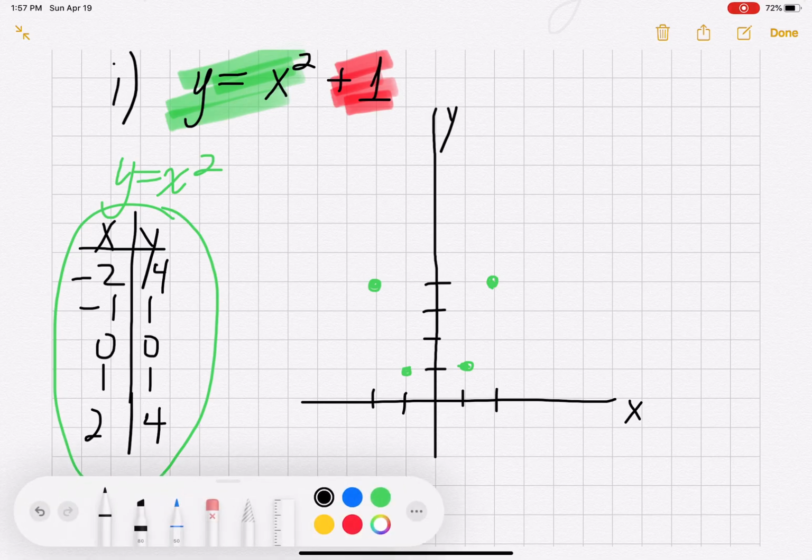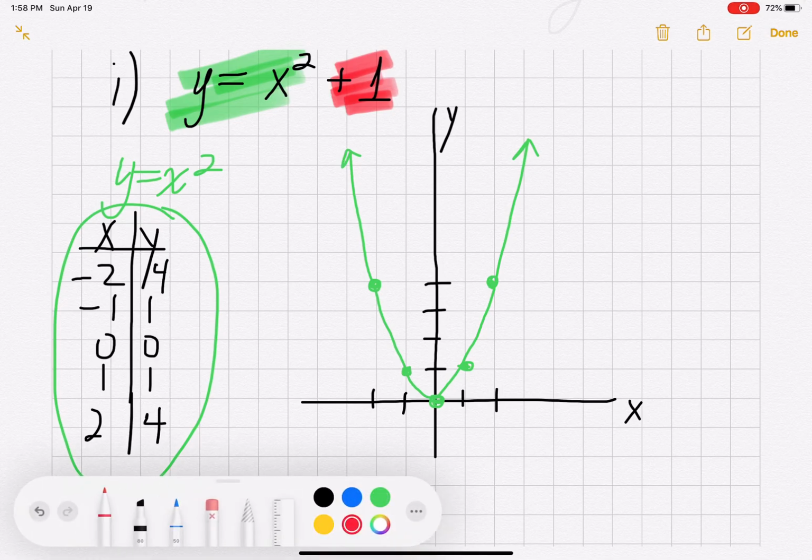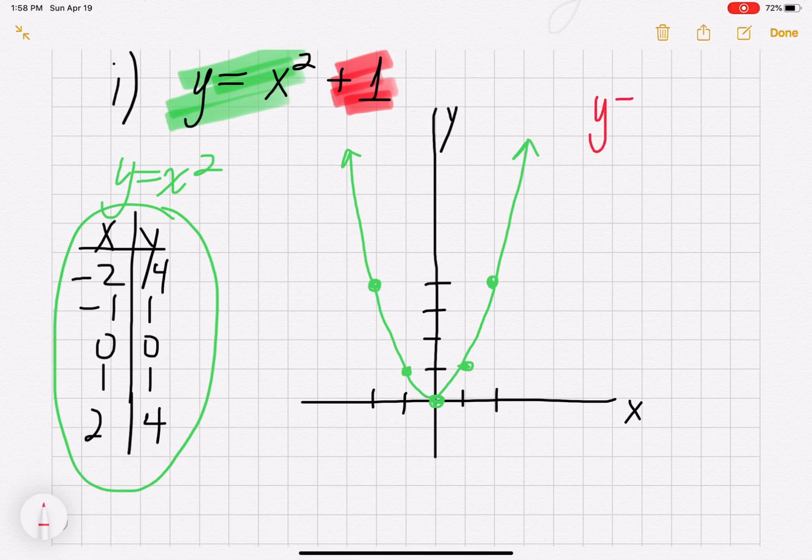Let's try this one more time. We had a point there at 0, 0. And this is supposed to form what's called a parabola, right? A nice U-shaped parabola. Now, I'm interested in what? y equals x squared plus 1, right?